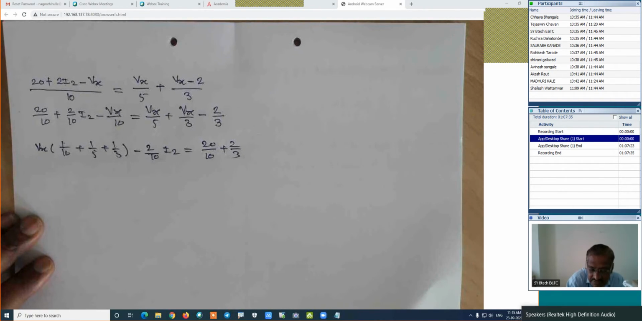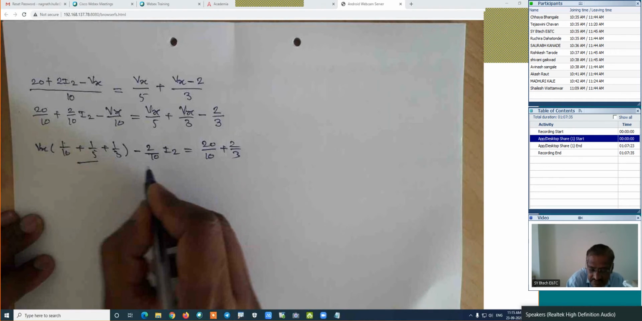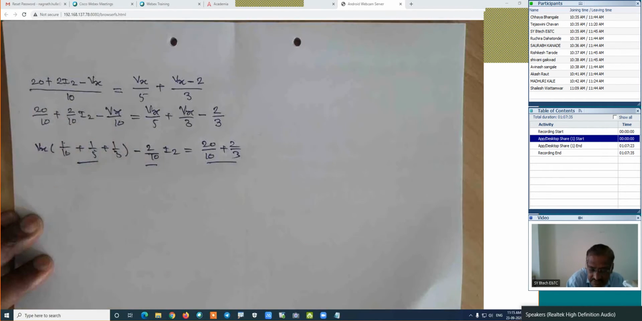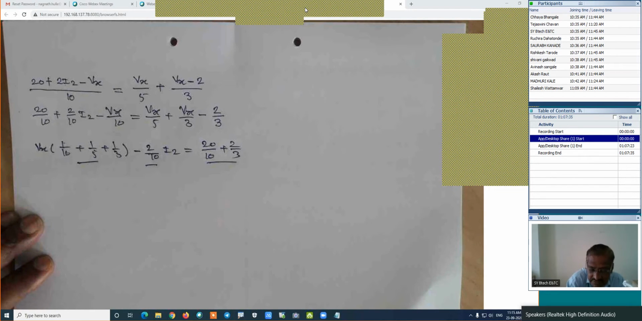Yes. Anyone? How much is the value of this bracket? This value and this value. I'm interested in that. Yes. Who is ready with the answer? Shailesh. Screen minimize it. Yes. Ruchira.